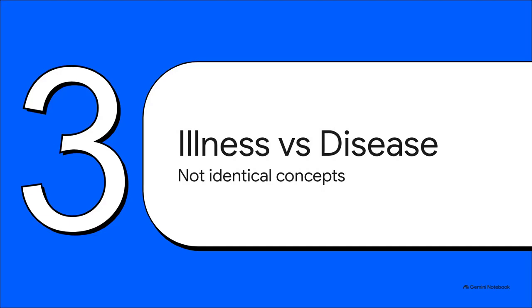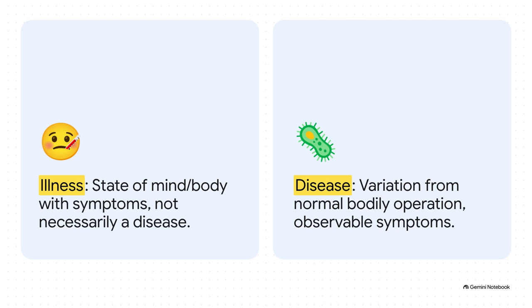All right, Section 3, Illness versus Disease. And spoiler alert, they are not as identical as you might think. Let's drill down into some foundational terms that sound exactly the same to the average person, but mean completely different things in our world of diagnostic coding. It is entirely possible for a patient to have symptoms of an illness but not be sick with a disease, and vice versa. An illness is really a state of mind or body.